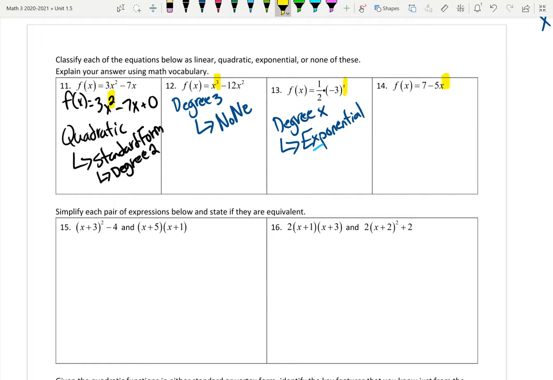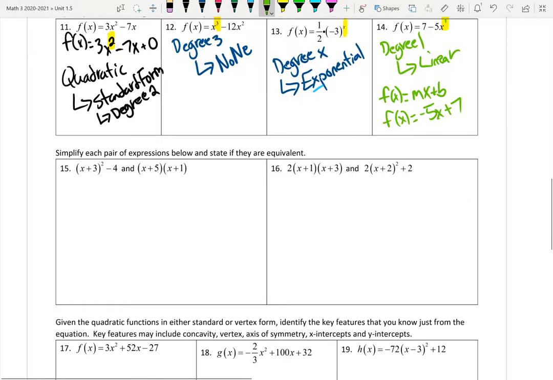The final guy, there's no number here. Remember, there's always an invisible 1. It is to the degree 1, which is linear. And some of you might remember it as f of x is equal to mx plus b. If you rewrite this top equation in a different order where you change the order of the terms, it resembles slope-intercept form.